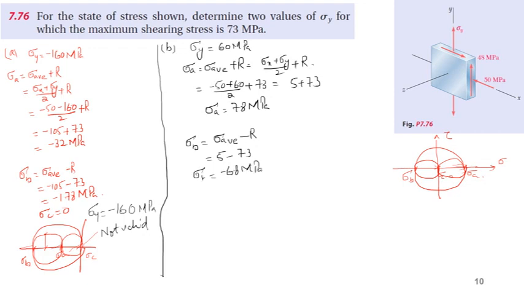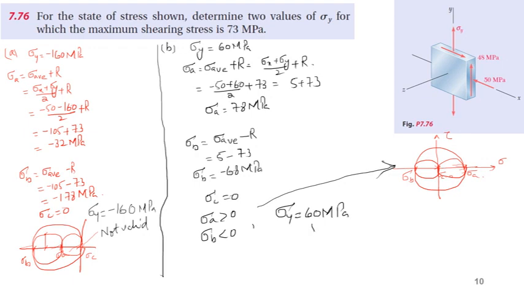Now it satisfies the conditions, because sigma A is greater than 0, sigma B is less than 0, compressive in nature, and sigma C we already know is equal to 0. This means the Mohr circle, if you draw it, will look like this. So sigma y equal to 60 megapascal is a valid value. If you are taking the maximum shear stress in plane, then sigma y must be 60 megapascal. It cannot exceed 60 megapascal.